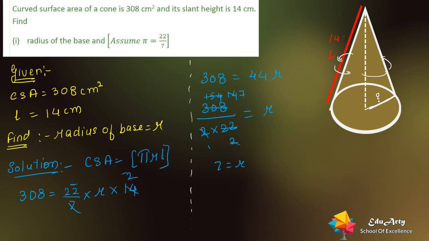That means your answer will be, therefore, radius of the base is equal to how much? Radius of base is equal to 7 centimeters. That's your answer.